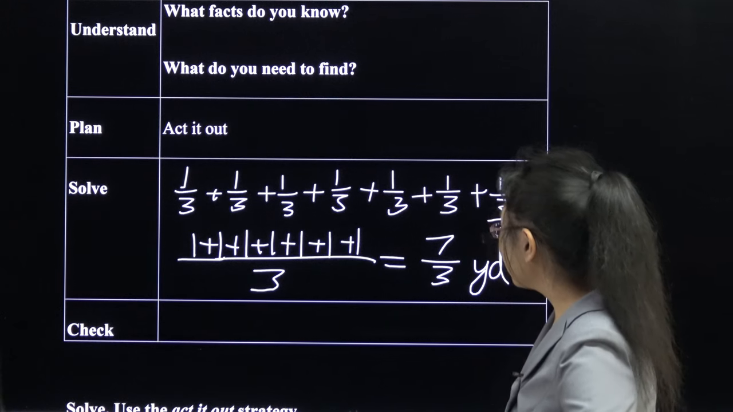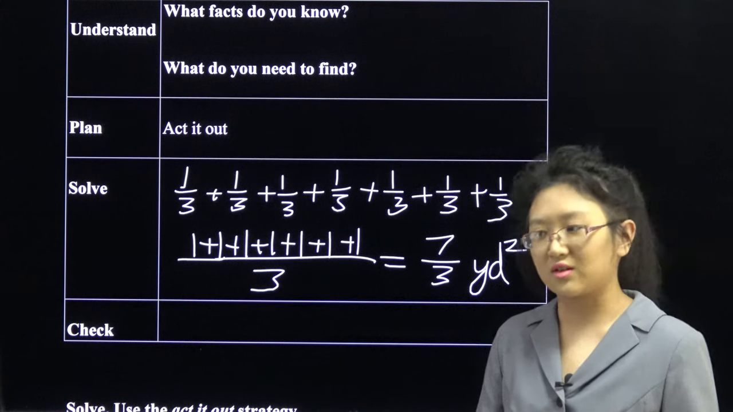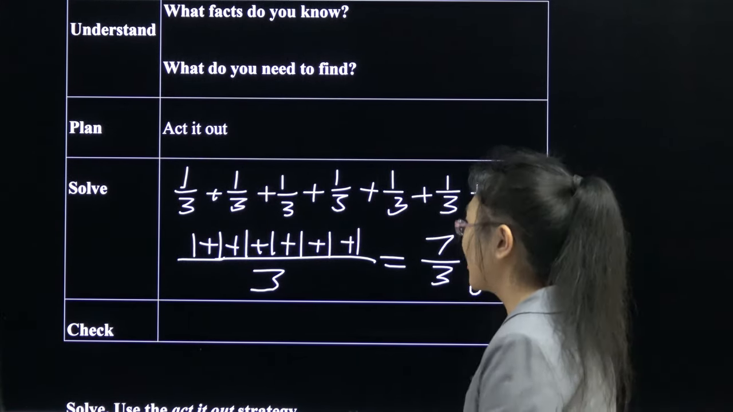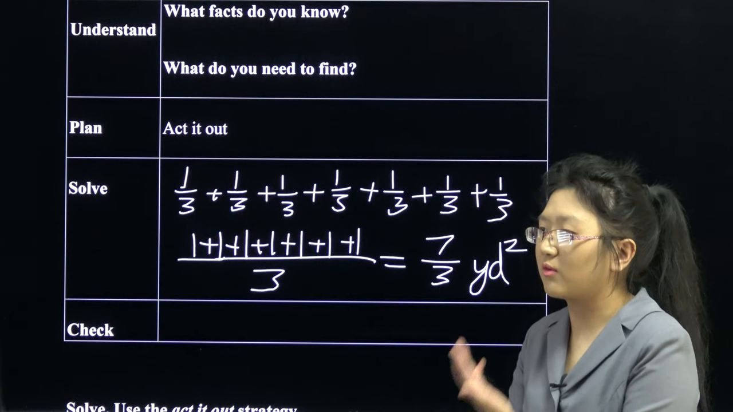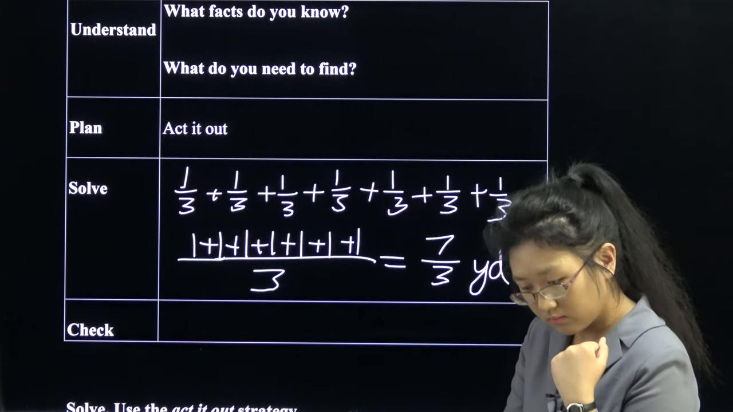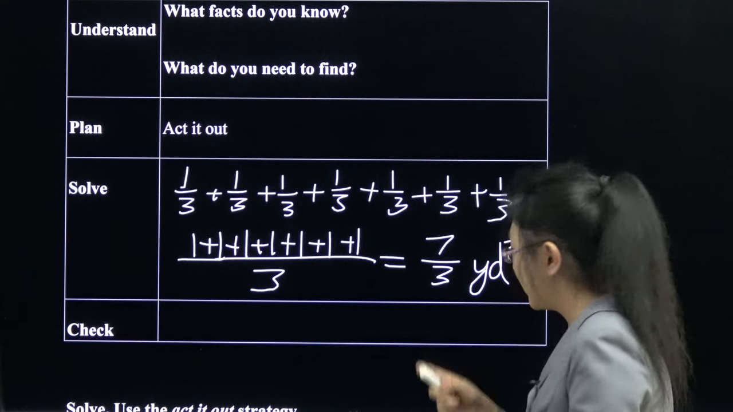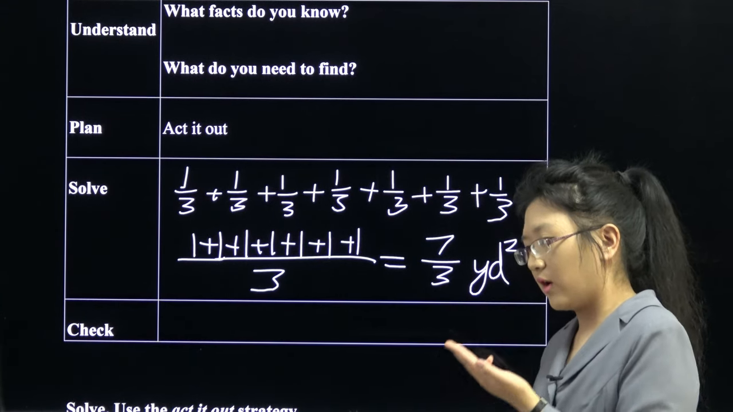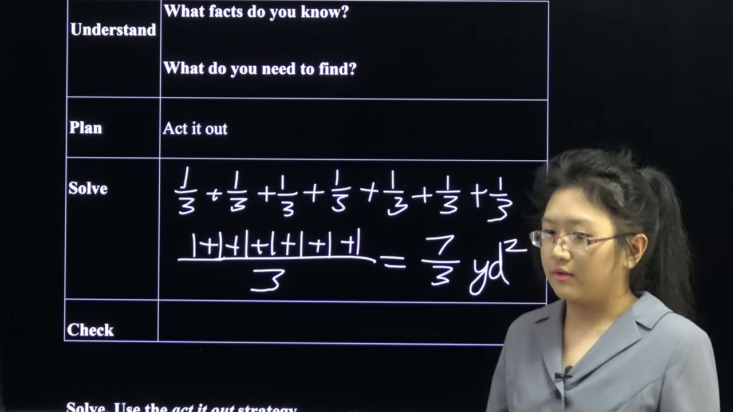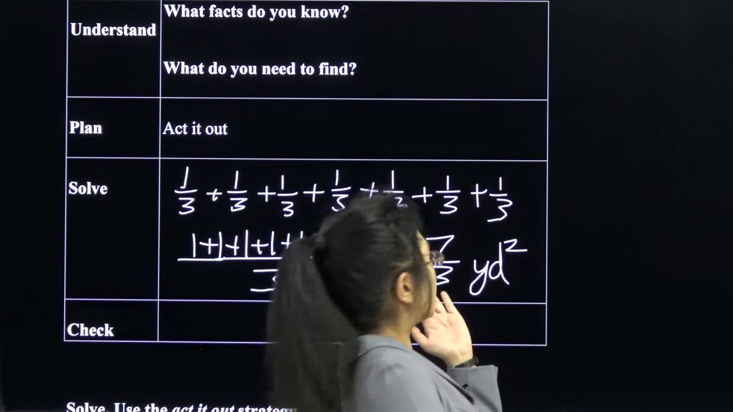Now, check. Does this make sense? Yes, there are 7 chairs and each chair takes up a third of a square yard. If you really wanted to do this another way, you could think a square yard is 3 feet by 3 feet, which is 9 square feet. A third of that is 3 square feet. So 3 square feet times 7 equals 21 square feet. And 21 square feet is 2 and a third square yards, which is equal to 7 over 3.